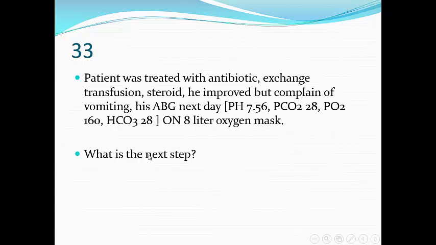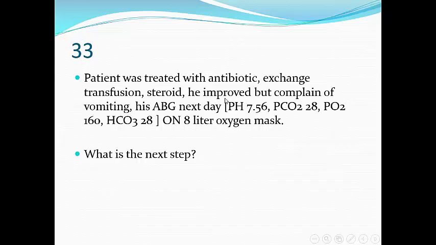What is the next step? Let us go step by step in this patient. pH is high, PCO2 is low, it is respiratory alkalosis. The magnitude of rise of pH is high compared to the decrease of PCO2, so it is going with acute respiratory alkalosis. And from the history, it is acute hypoxia going with acute respiratory alkalosis. PO2 here is 160 on 8 liters, so the patient improved but is still hypoxic. So there is hypoxic acute respiratory alkalosis.